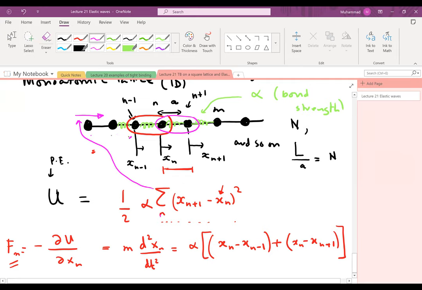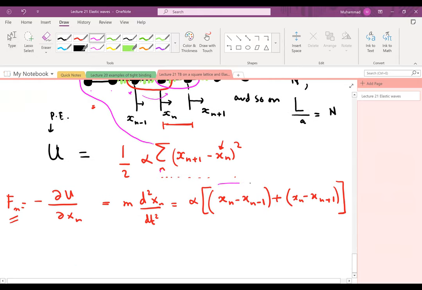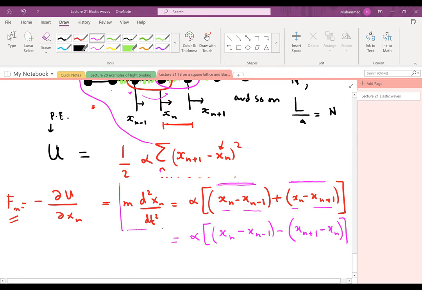When I reach this pair, do I first encounter xn? Then I make another hop. I encounter xn again. And that's the reason why we have two terms containing xn. And if you do the algebra correctly, this is what the signs are going to look like: xn minus xn minus 1 plus xn minus xn plus 1. Some authors, for conceptual clarity, like to write this in the following fashion. All right. So this is the force that is acting on the nth atom, and this is my equation of motion.